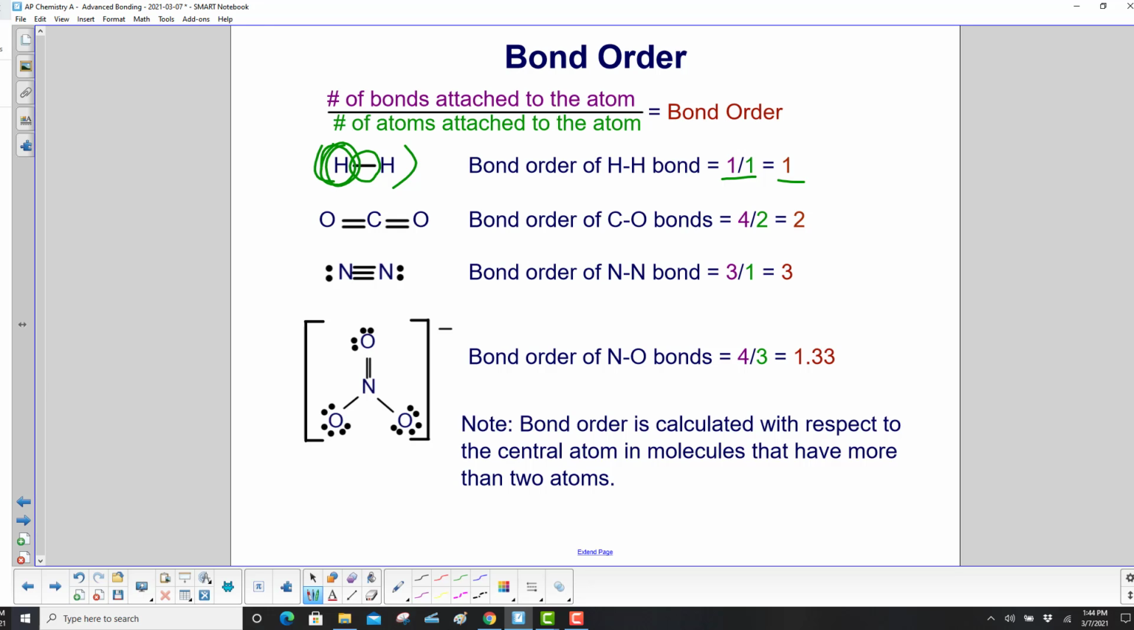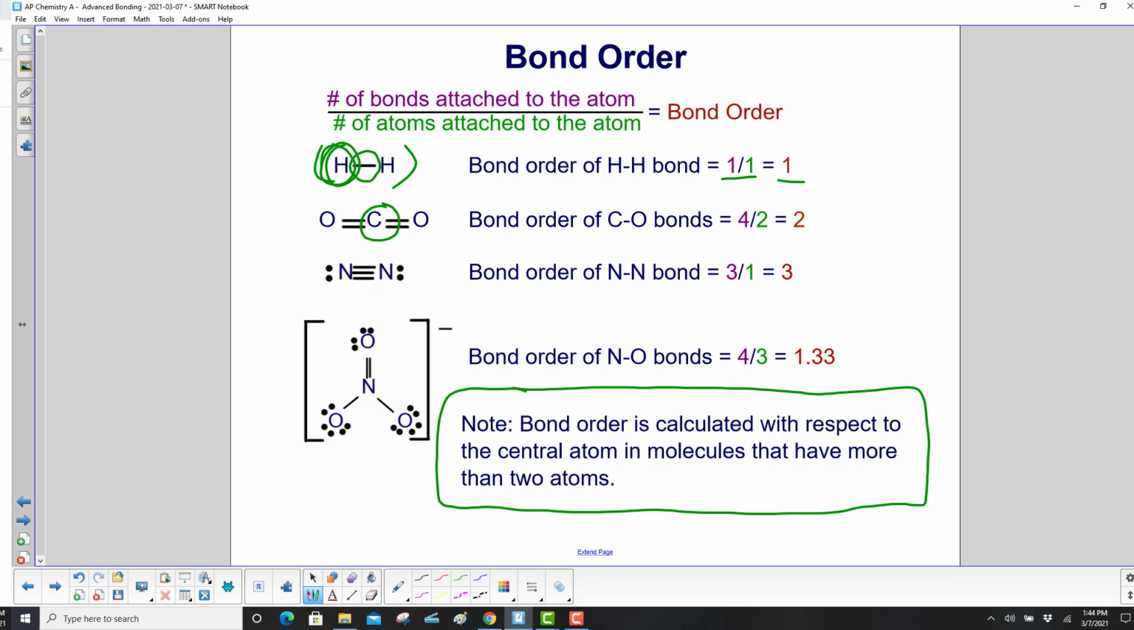Now let's look at the bond order of carbon dioxide. We'll start with the central atom here. Little note, bond order is calculated with respect to the central atom in molecules that have more than 2 atoms. So how many bonds are there? 1, 2, 3, 4. 4 bonds and 2 oxygen atoms. 4 divided by 2 is 2.